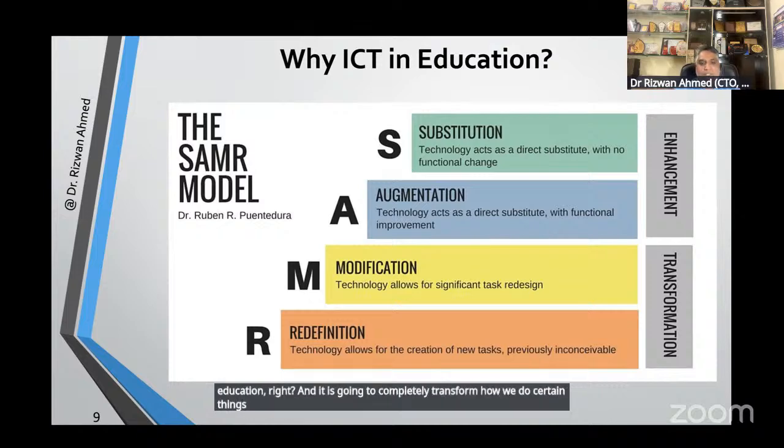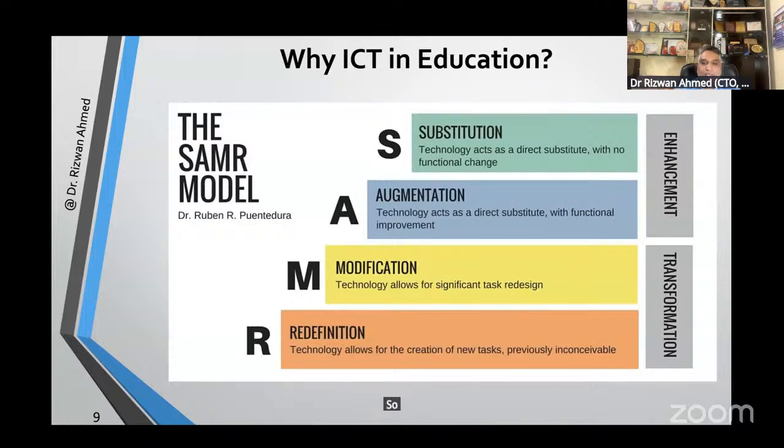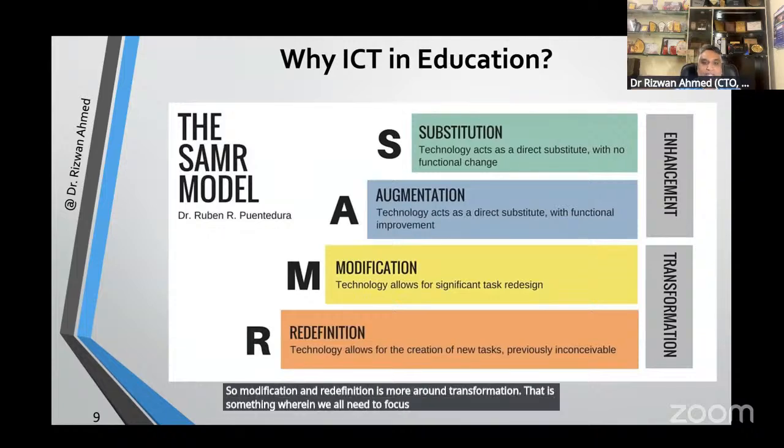And the last is redefinition, wherein you create new tasks, more simulation, more interaction, so that it gives you more experiential learning. So modification and redefinition are more around transformation. That is something we all need to focus on when we go for ICT in education.